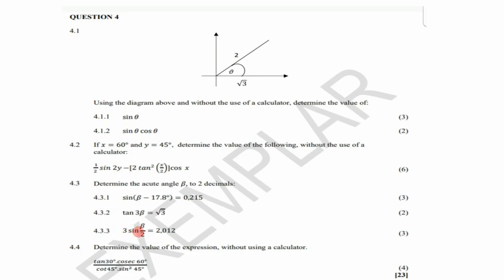4.3.3, we are given 3 sine beta over 2 is equal to 2.0125. So how do we tackle this one? We have 3 sine beta over 2, and then is equal to 2.012. So remember, the goal here is to isolate the B, the angle beta. So now what are we supposed to do? We have to get rid of this coefficient here. But how do we get rid of this coefficient here?